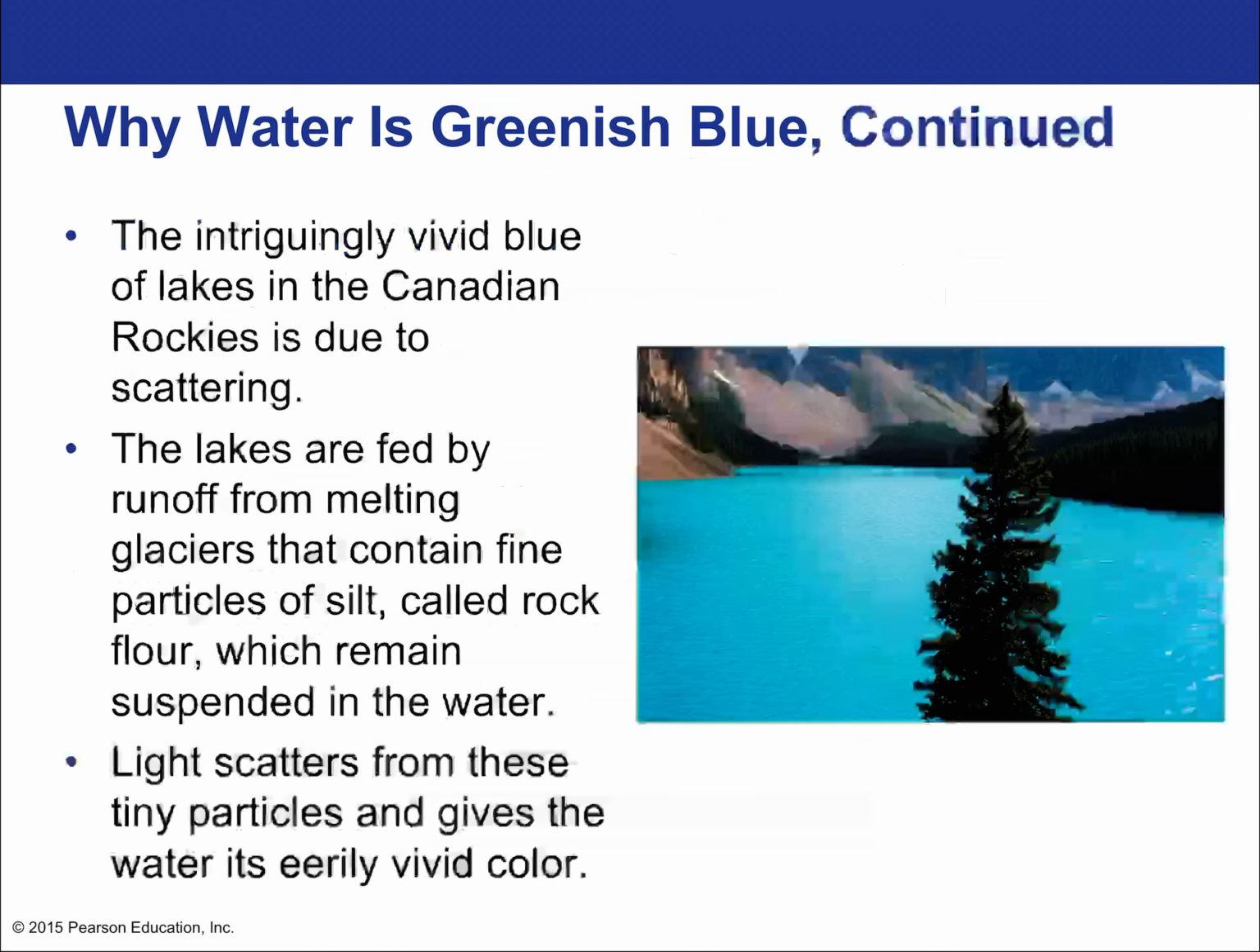All right, but just like the sky can vary, so can water. You can add in other particles and change the color of water. So the intriguingly vivid blue, if you've seen pictures of this vivid blue color in the Canadian Rockies, is due to scattering, because of particularly fine particles of silt called rock flour that exist in the water, changing the types of colors that it can absorb and the types of colors it can scatter. Okay? All right, and obviously you can dye water by putting in other particles as well.